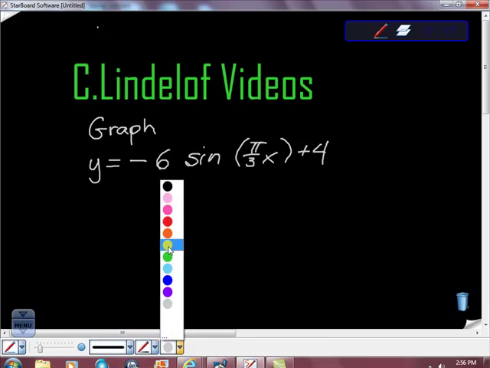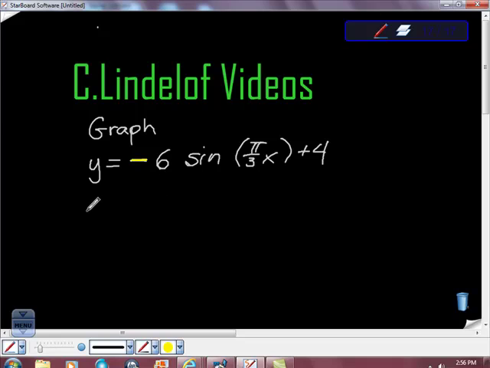If there's a negative sign in front of the number in front of sine, that means that you have a reflection. So I'm just going to say, okay, I have a reflection across the x-axis. So one thing, I have a reflection.